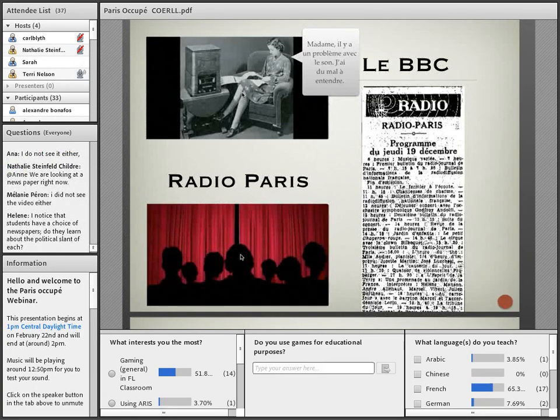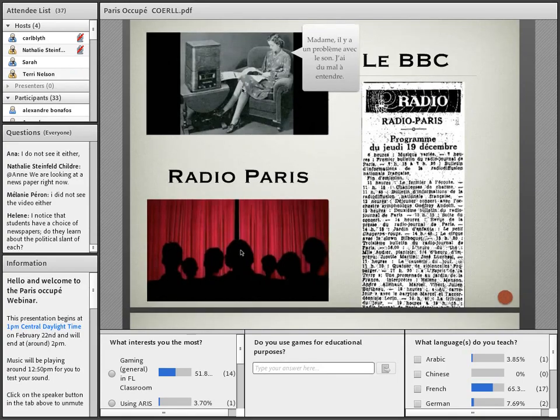Here's another thing that they can do when they are in their house, chez vous. They can choose to listen to the radio. And they have two choices on the radio. They can choose to listen to the BBC, or they can listen to Radio Paris. Now, if they choose to listen to the BBC, they are warned that they will lose security points because this is forbidden. And if they continue to go on, then their security score will go down. They can also choose to listen to Radio Paris.